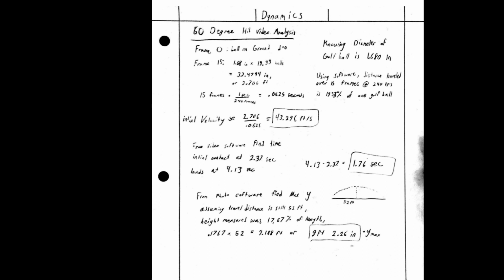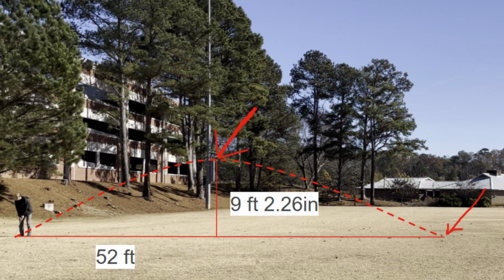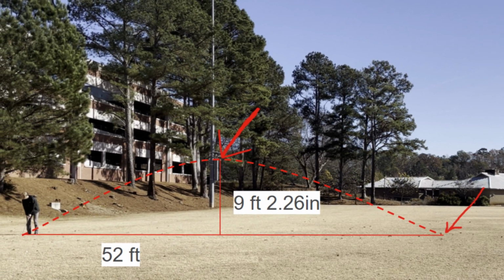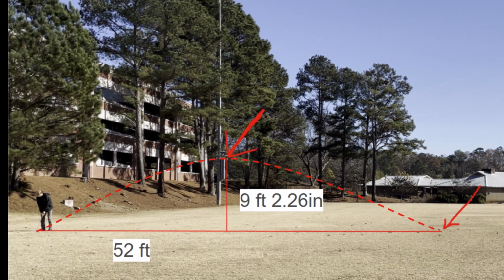Using the photo software, we were also able to find the maximum height of the golf ball. We were able to see that the height measured was 17.67% of the total length, which was 52 feet. Using the percentage and the total distance traveled by the golf ball, we were able to find that the maximum height was 9.188 feet.